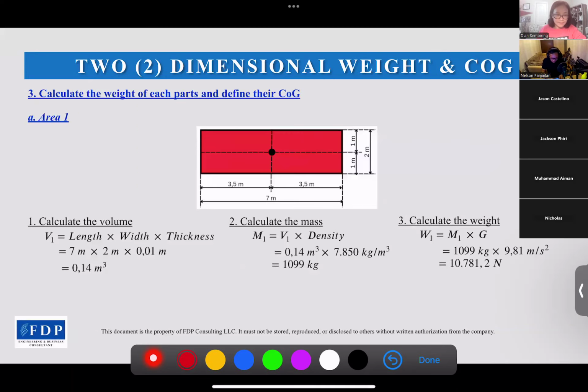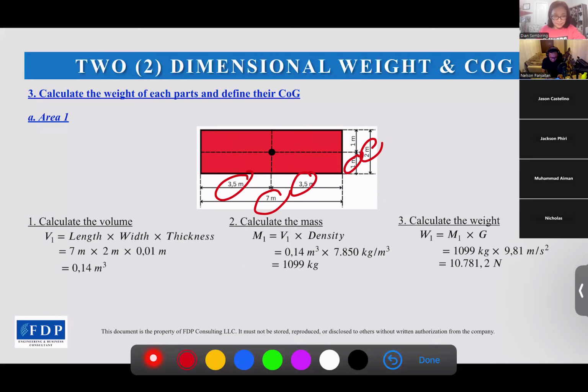And the third one, calculate the weight of each part and define their COG. For area 1, we can say that the COG will be at the center because it's symmetrical. It is 7 meters wide, 2 meters high. Then the COG will be at the center, 3.5 from each edge, and 1 meter height.